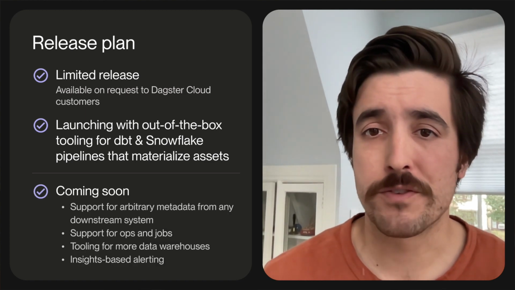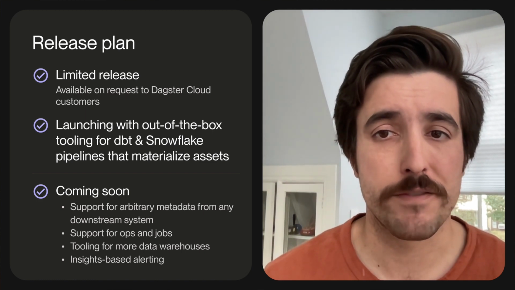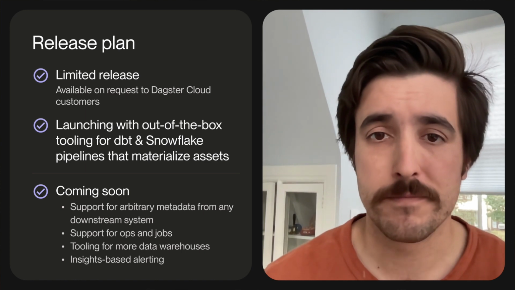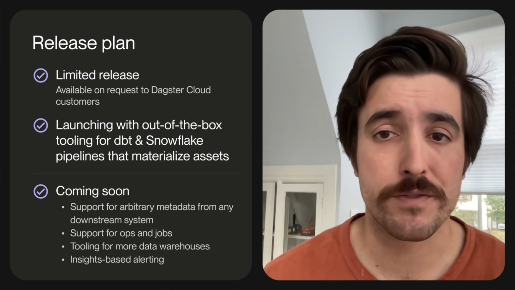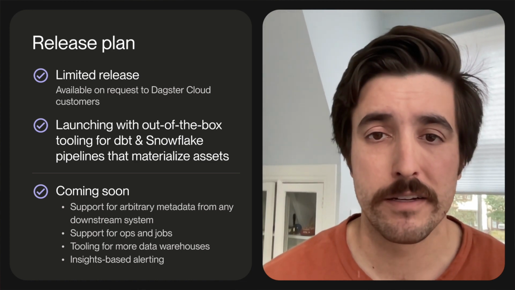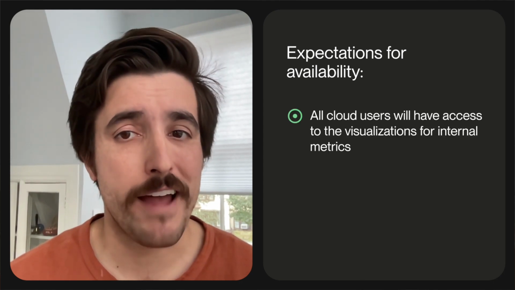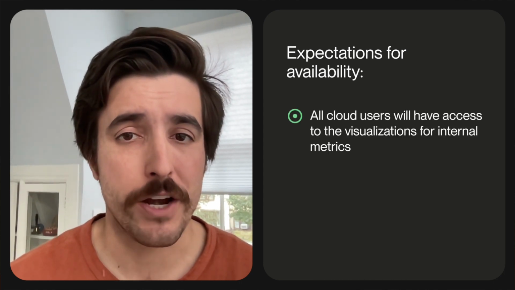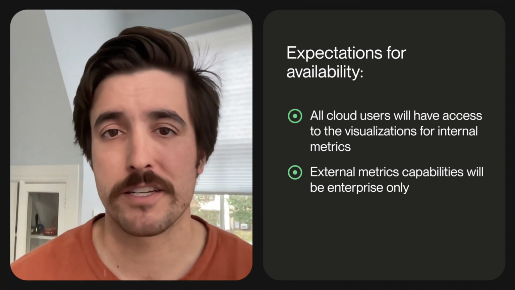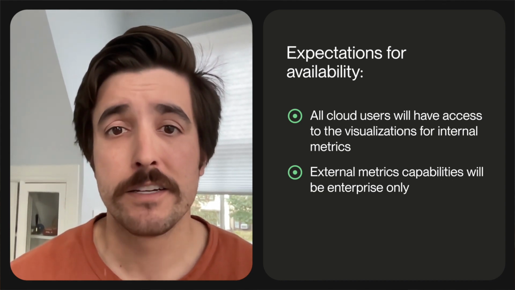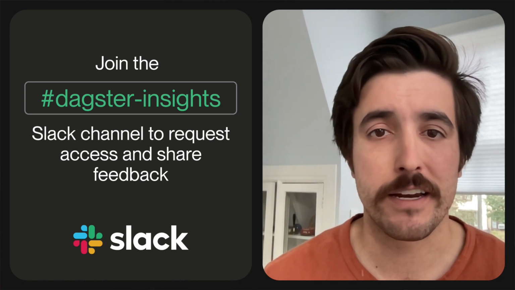Some near-term opportunities for improvement that we plan to release over the coming weeks include opening up the metric store to receive arbitrary metadata from any downstream system, expanding tooling to include the ops and jobs framework, adding additional utilities for other data warehouses like BigQuery and Athena, and enabling budget-based alerts. All cloud users will have access to visualizations for all Dagster-generated metrics, but third-party and custom metadata capabilities will only be available to customers on the enterprise plan. To join the experimental release, join our Slack channel, Dagster-Insights, and message us to get it enabled.